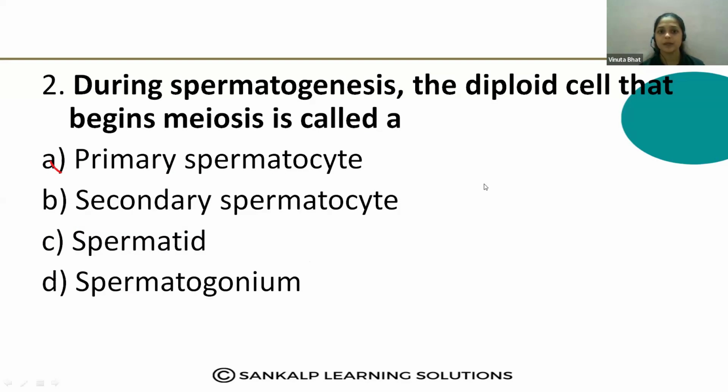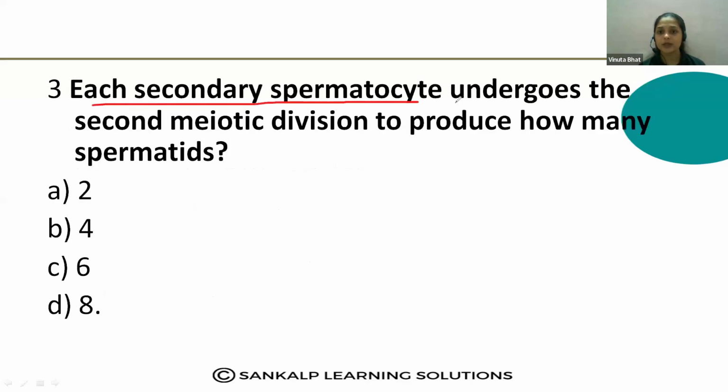Next question. Each secondary spermatocyte undergoes the second meiotic division to produce how many spermatids? Just recall the spermatogenesis process and tell me the answer. Each secondary spermatocyte undergoes the second meiotic division and produces how many spermatids? How many spermatids are formed? Yes, Shiv Kumar says 4.